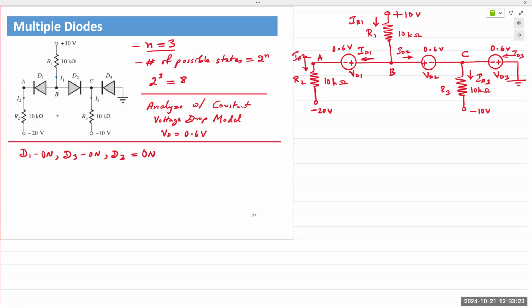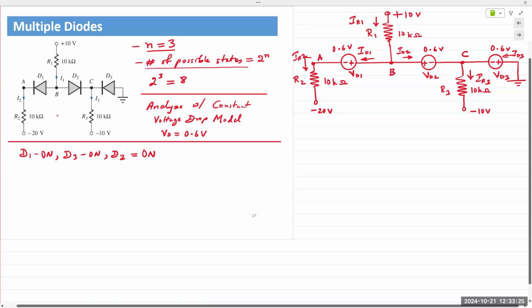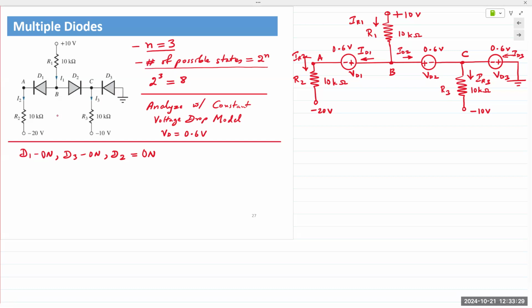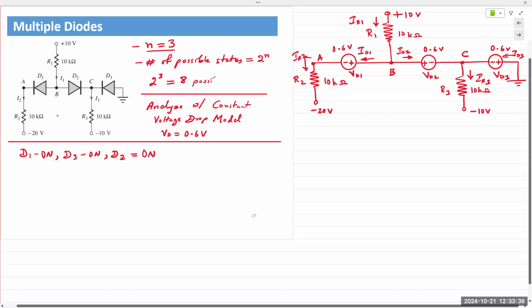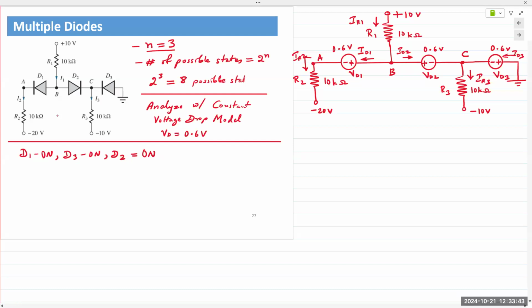So the total number of possible states in that circuit, meaning whether the diode is on or off, can be given by 2 raised to n, kind of like the binary number system. So in this case, there are 8 possible states. All diodes could be either on, or all diodes could be off, or any combination thereof.